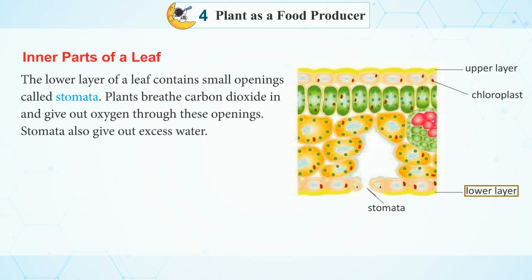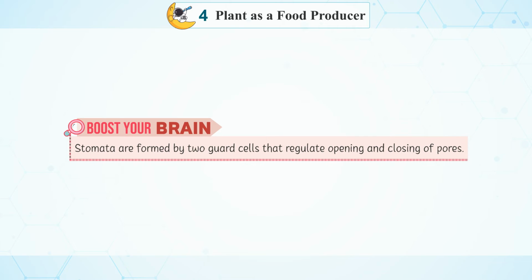The lower layer of a leaf contains small openings called stomata. Plants breathe carbon dioxide in and give out oxygen through these openings. Stomata also give out excess water. Boost your brain. Stomata are formed by two guard cells that regulate opening and closing of pores.